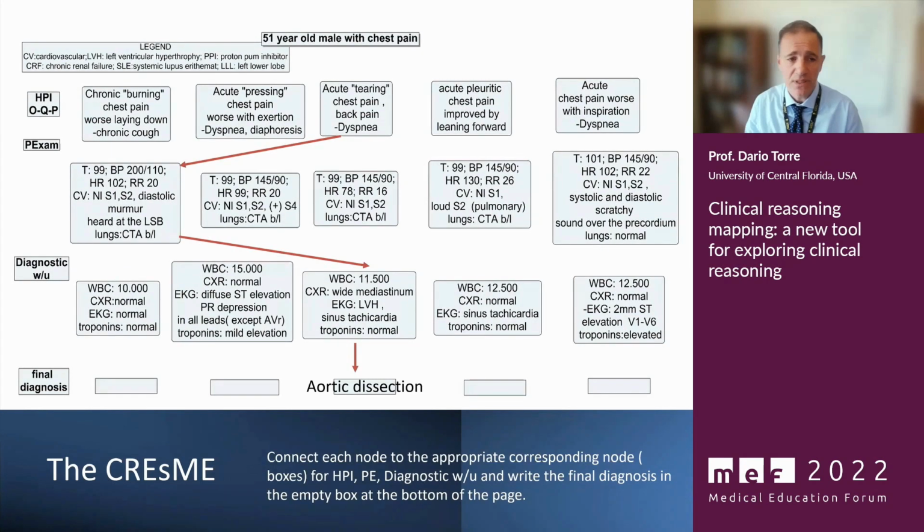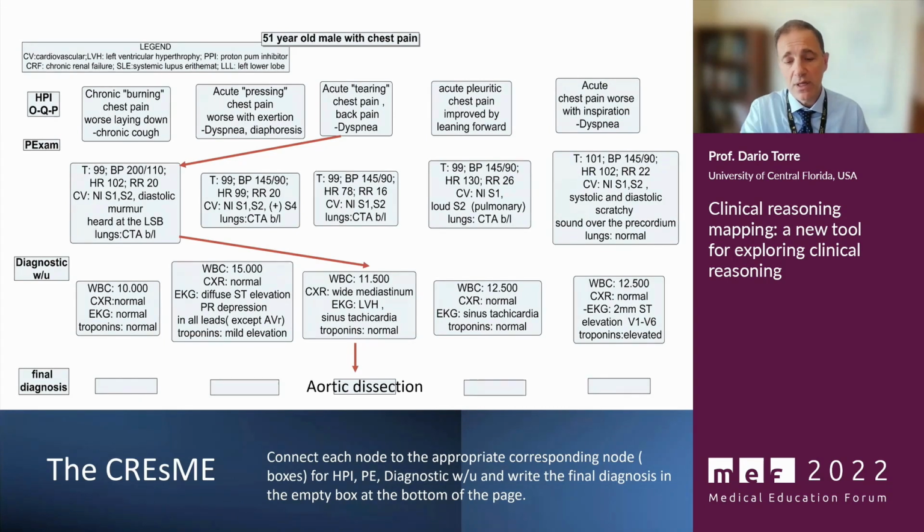Now, here we'd like to share with you what I mean by that. So in this case, for example, the students will typically start from the history. We have used this for some time now. And let's say, for example, for this acute tearing chest pain, they may connect with what is the physical exam that would be connecting to that. It would be somebody with a diastolic murmur. This is somebody with aortic dissection.